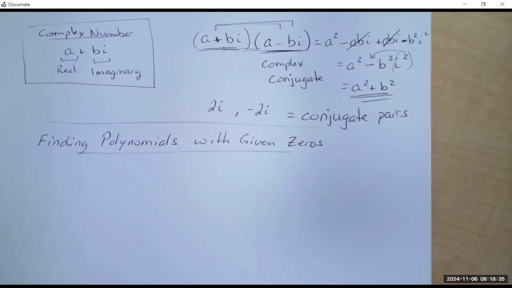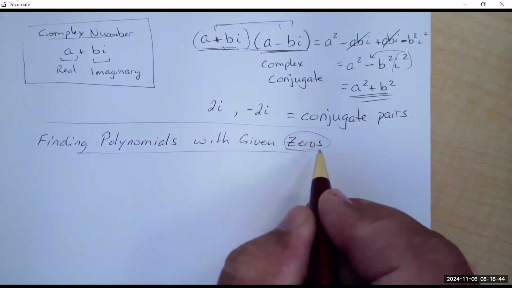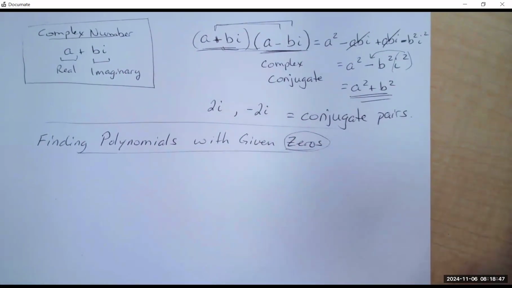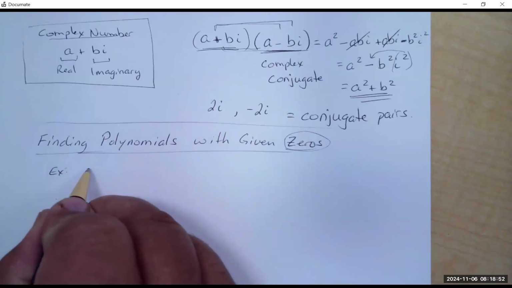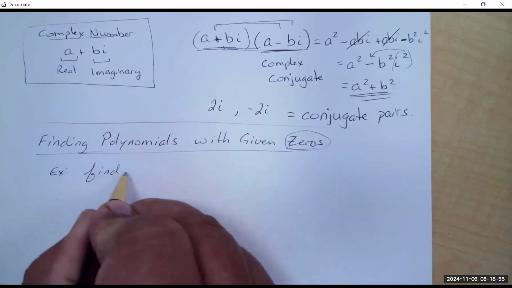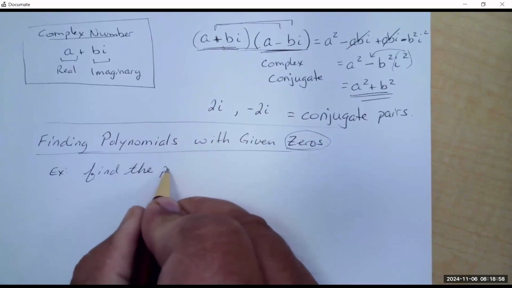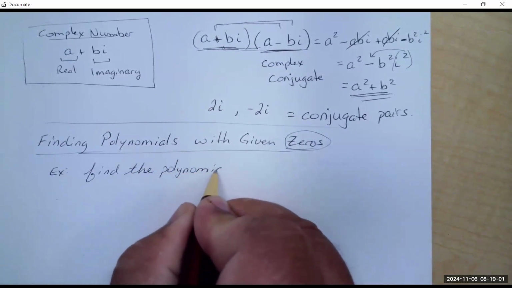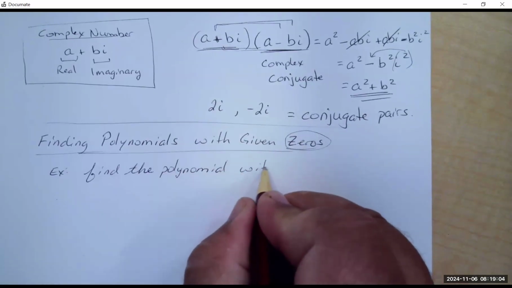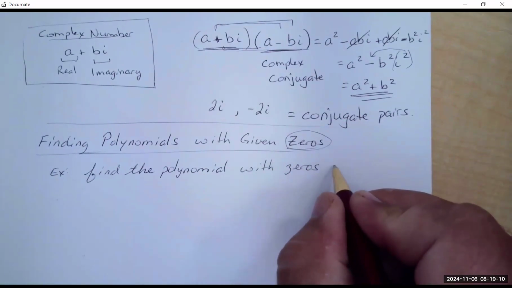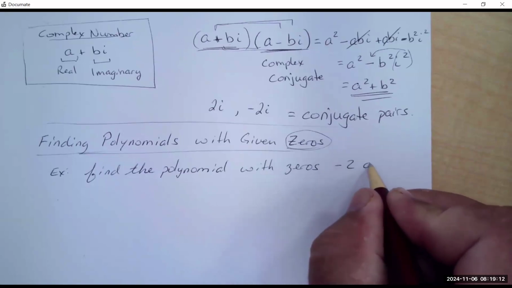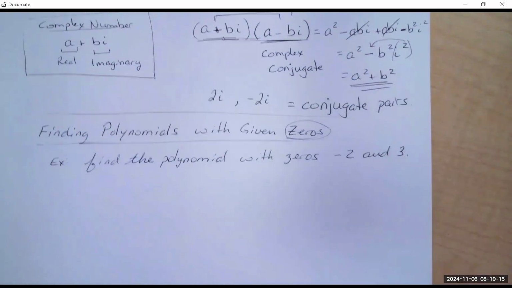What does that mean? Finding polynomials with given zeros. Remember, zeros are our x-intercepts. So here's my example. If I ask you, find the polynomial with zeros -2 and 3.